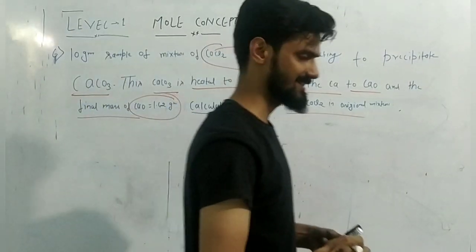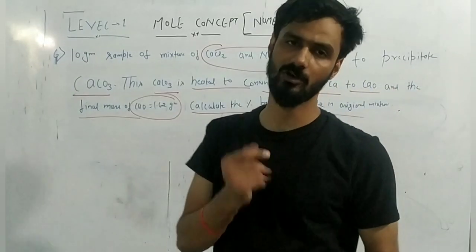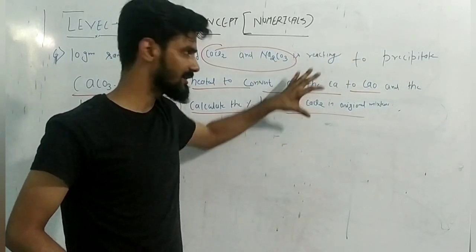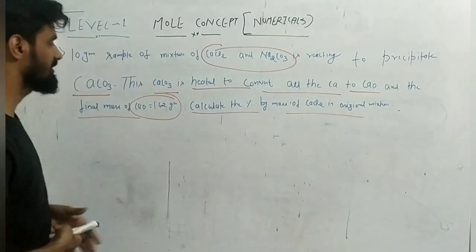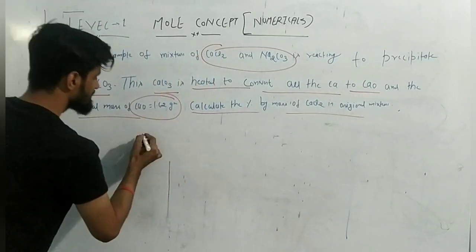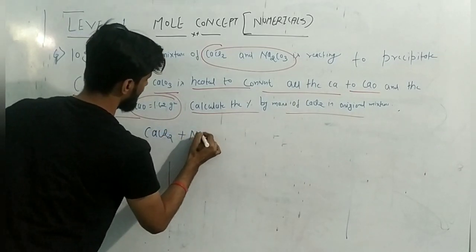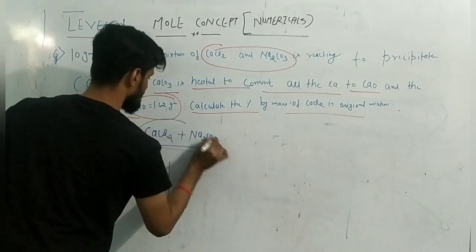I think it is one of the established questions you will see in any book. If you are solving from Narendra Awasthi or Singh's, lots of numerous examples are given for these types of questions. Okay, so just try to understand the basics: how will we proceed with the question, how will we approach the question? So there is a mixture of CaCl2 and Na2CO3. This mixture has a weight of 10 gram.